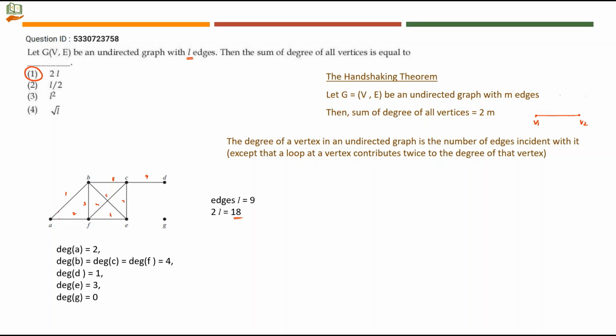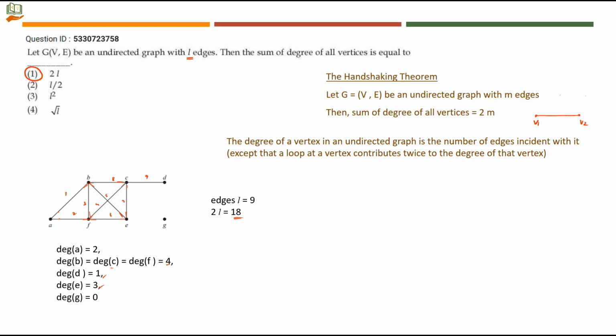What is the degree of A? 1, 2 edges are incident to it, so the degree of A is 2. What about the degree of B? 1, 2, 3, 4 edges, so 4. What about C? 1, 2, 3, 4. So C also has 4. What about D? Only 1. What about E? 1, 2, 3. So E has 3. What about F? 1, 2, 3, 4. So F also has 4. What about G? There is no edge connected to G, so G has a degree of 0.